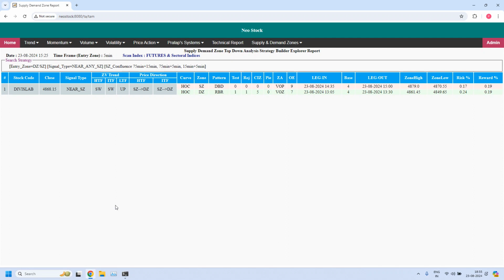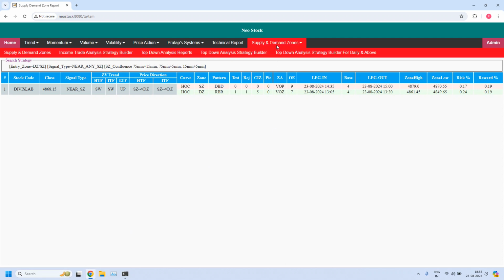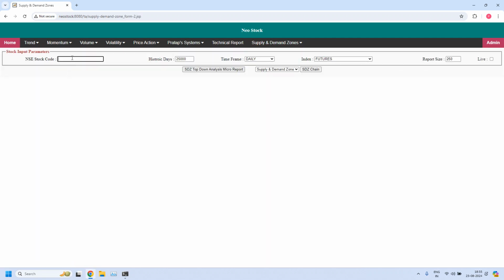Okay, this is about stocks near demand and supply zones. We also identified high liquidity at daily and 75 minute zones, and we also verified 15 minutes and 5 minute zones along with their ITF and HTF confluence. So the next report, NIFTY and BANKNIFTY supply demand zone chain we will generate. Let's start with NIFTY.